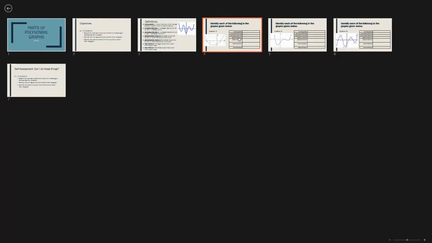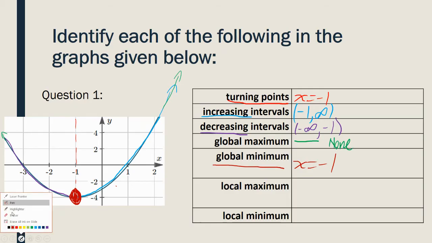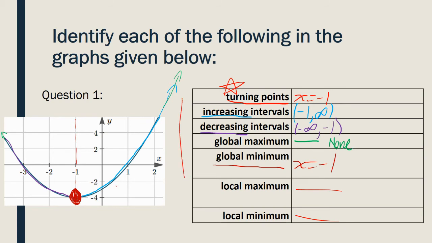Now for my local minimums and maximums, well, there are no other turning points. Since the only turning point that I have was a global minimum, there are no other local maximums or local minimums. So I'm done identifying all the characteristics associated with the graph of this function. So that would be my final answer. I'm done. Good. Yay!